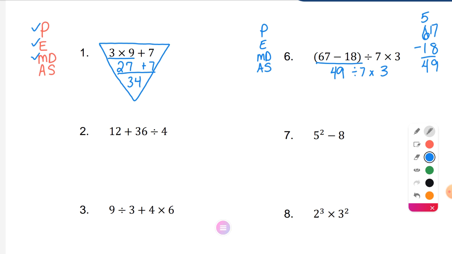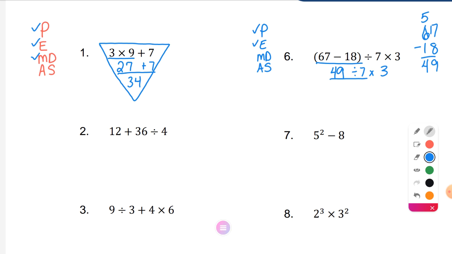Now, what operation is next? Well, let's go through our list. Do we have any more parentheses? No. Nope. Do we have any exponents? No. Do we have any multiplication or division? Yes. We actually have both, but we don't multiply first. Multiplication and division, we write them together because we do them in the same step. We work from the left side over to the right. So underline 49 divided by 7 because it's on the left.